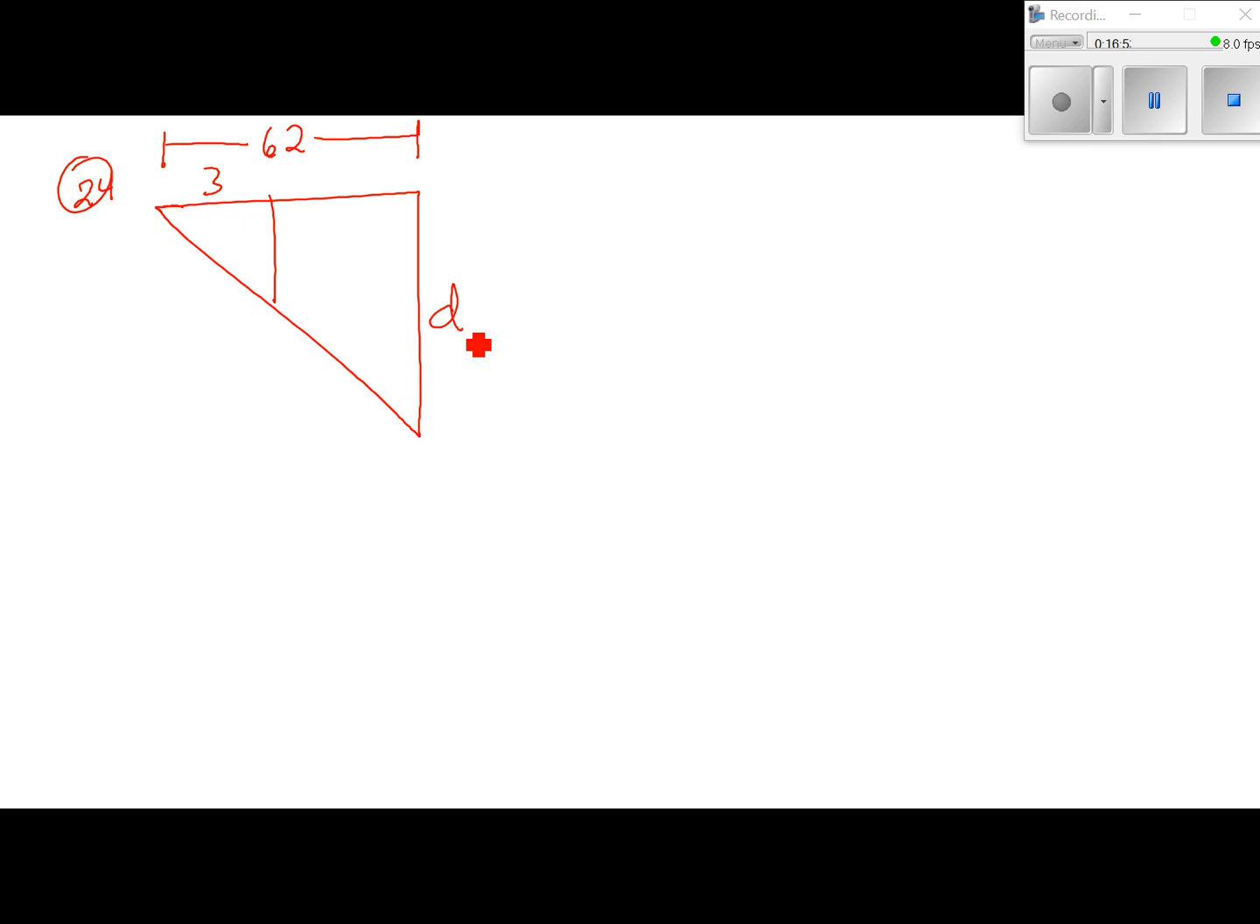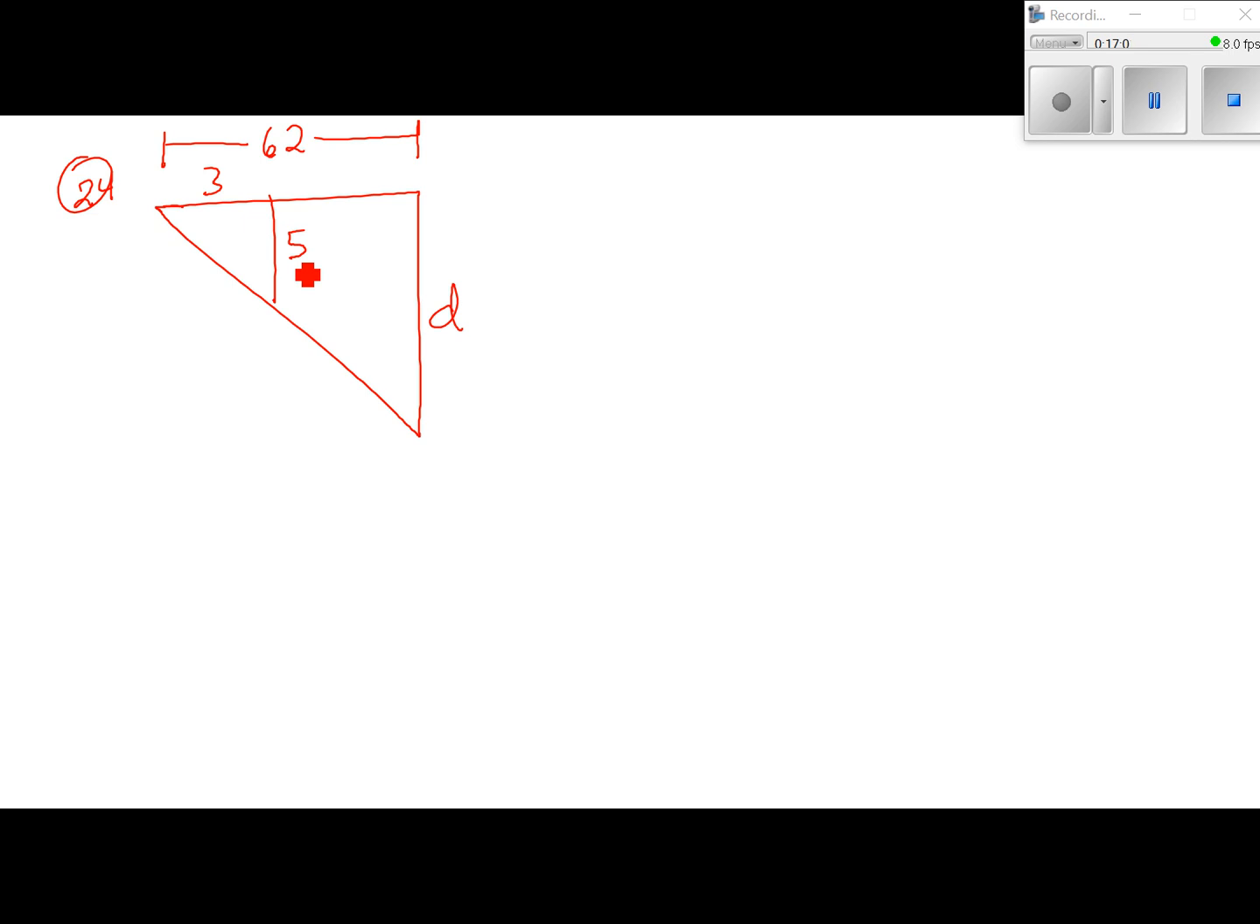Next one, number 24. They give us a picture, it looks like this, and I'm just going to draw a part of it here. It says, how deep is the water 62 meters from the shore? They tell us that this whole thing is 62, and this is in meters. This is 3. They tell us that this is D, that's what we're looking for. And they tell us that this is 5.